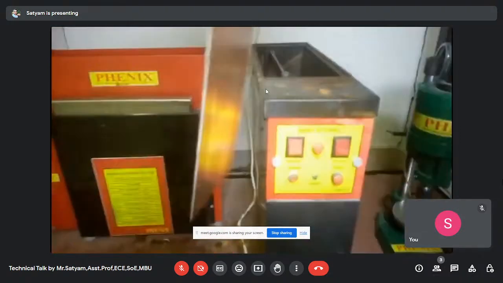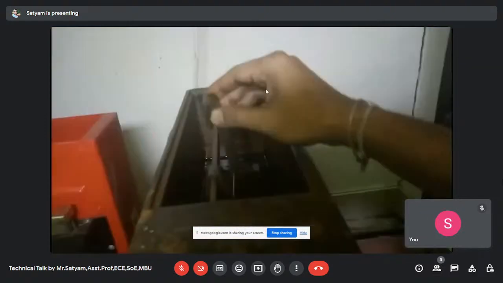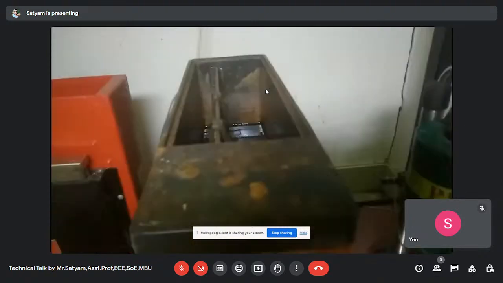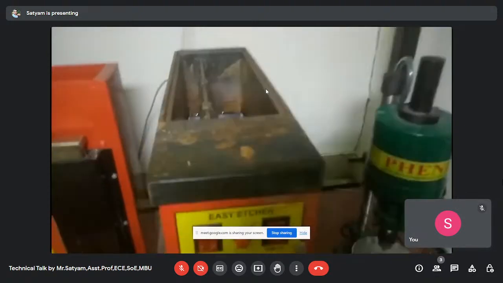The next step is etching. Hold the PCB using plastic clips. Put the PCB in easy etcher for approximately 4 minutes. The etcher is used to remove the unwanted copper from PCB.